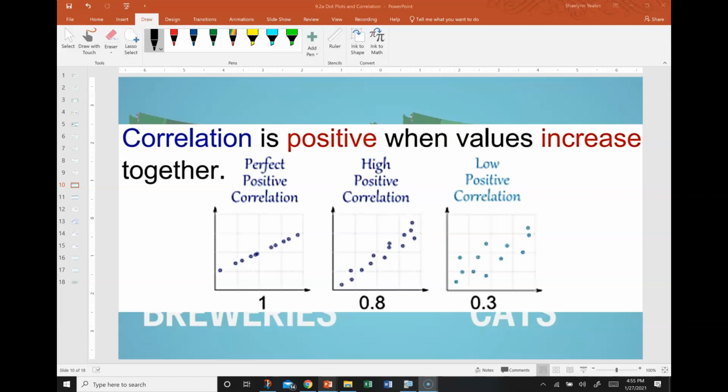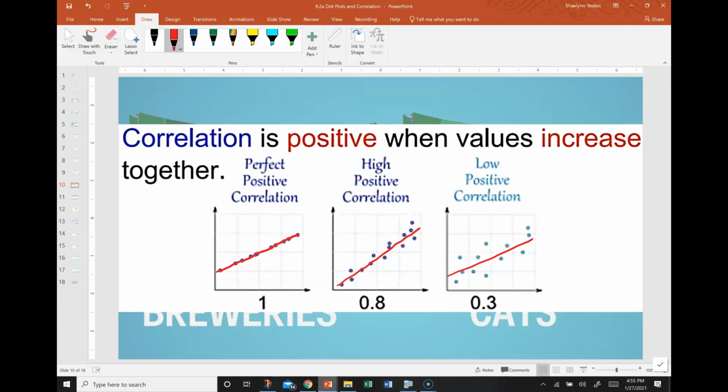So correlation is considered positive when values both increase together. A perfect positive correlation is when they'd all line up perfectly in a straight line. High positive correlation is when they line up pretty close to a straight line. And low positive correlation is when they line up nowhere near a straight line.